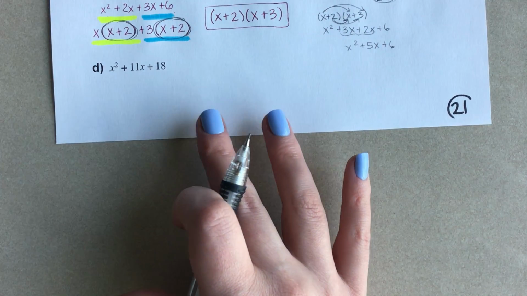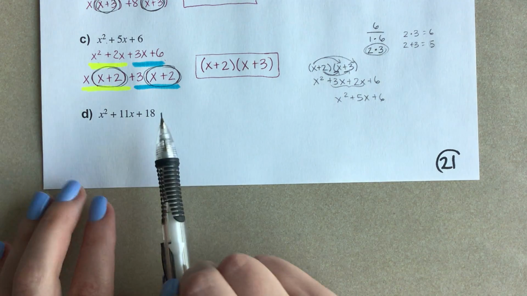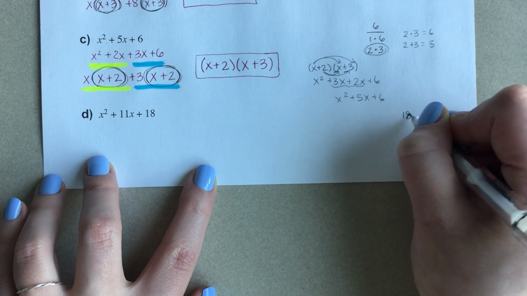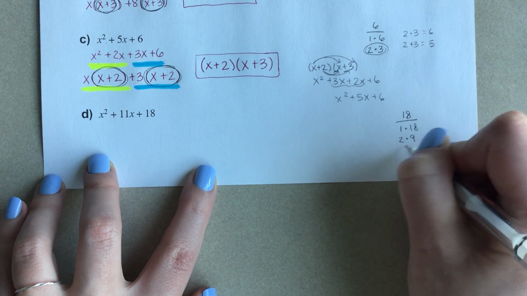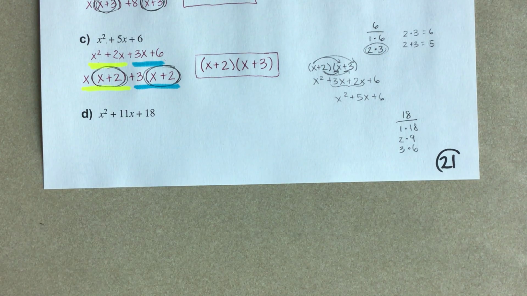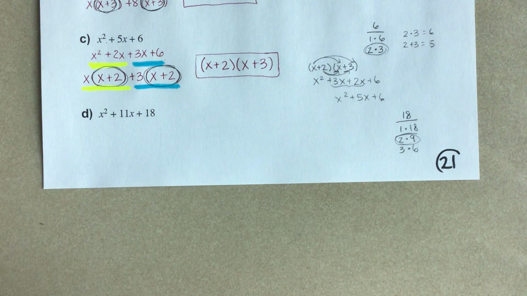All right, for that final example on the front page, I have example D, which says x squared plus 11x plus 18. What we're going to want to do is the same thing per usual. Find numbers that multiply to 18 and add to 11. So I've got 18 right here. That would be 1 times 18, 2 times 9, and 3 times 6. So those are all of our factors of 18. Now, which pairing of those is also going to add to 11? Well, I have 2 and 9 right here, so that's my magic pair.